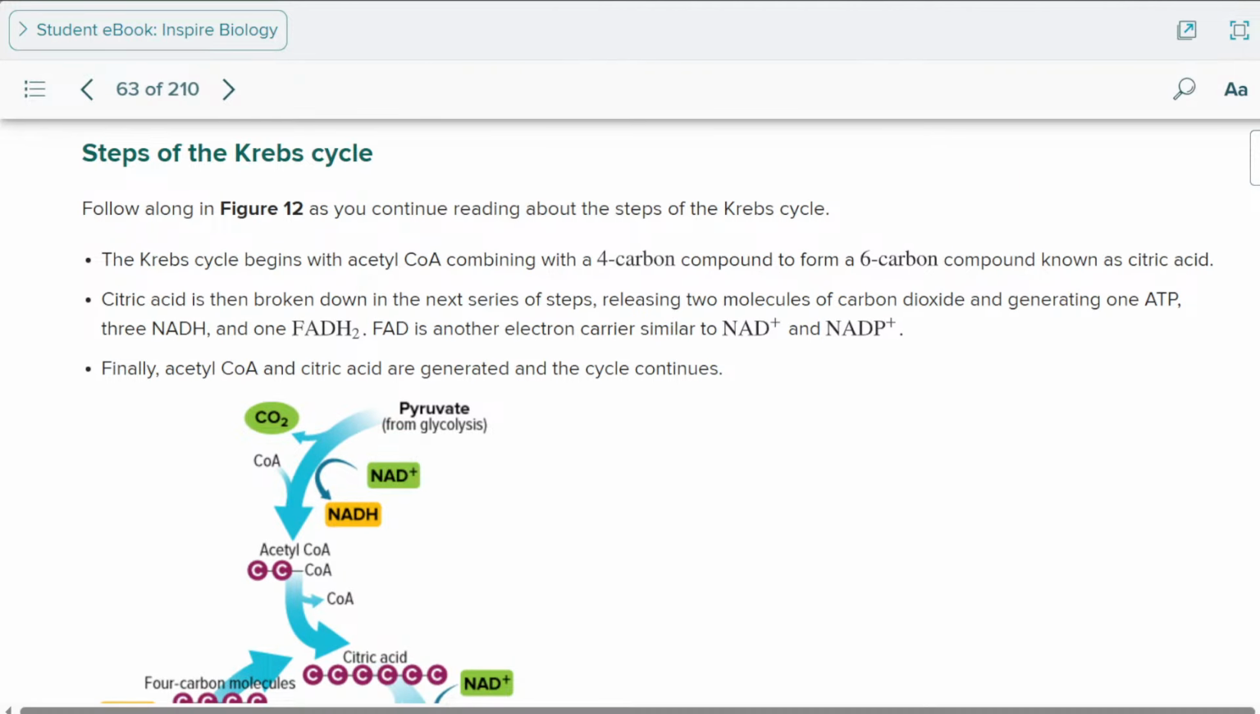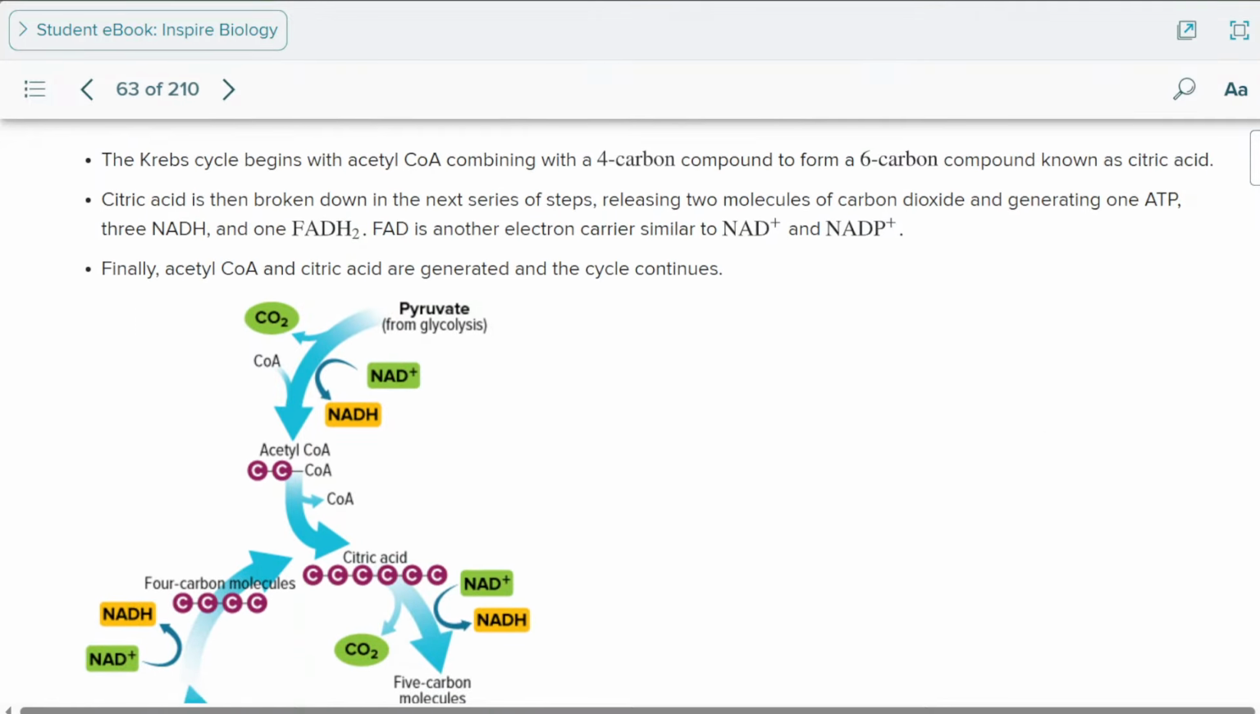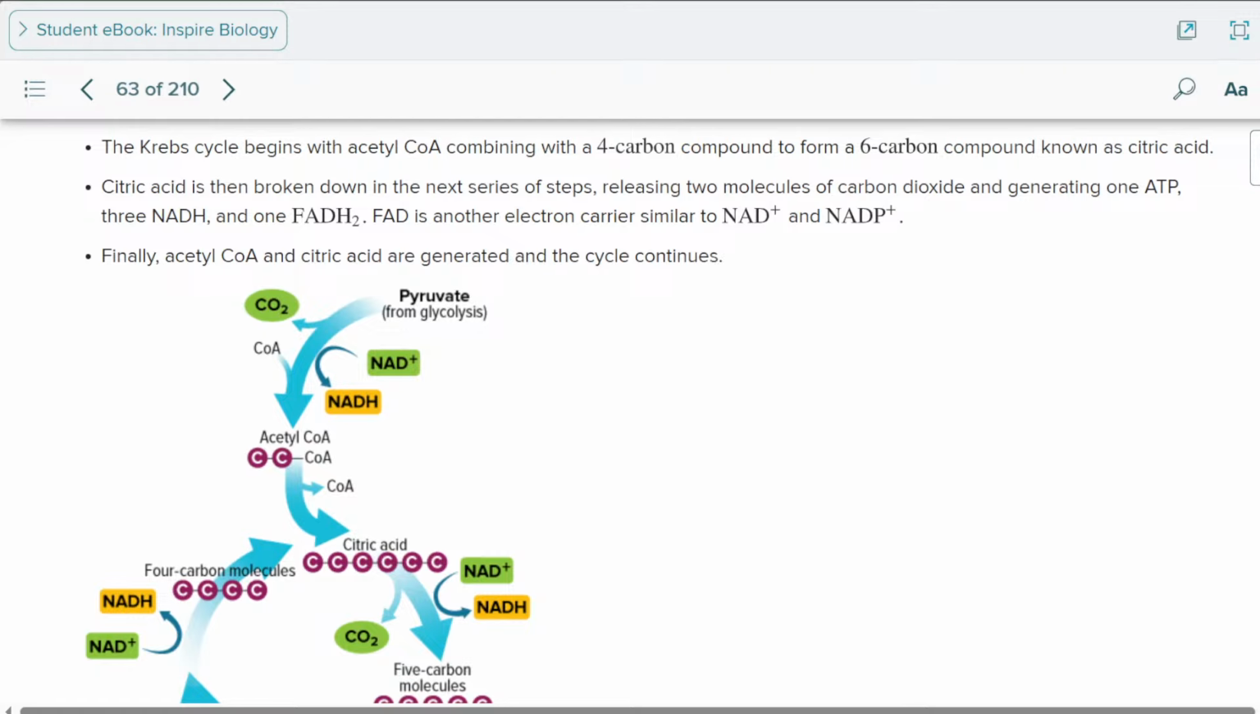So now we go to the Krebs cycle, and we're going to read it out loud here. The Krebs cycle begins with acetyl CoA combining with a 4 carbon compound to form a 6 carbon compound known as citric acid. Do we get it here? Or are we still confused? Okay, I'm actually kind of curious about this part. We're just going to research it, even though I do know it.